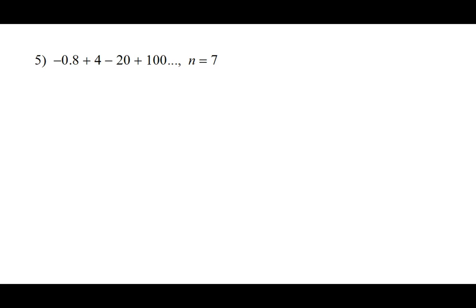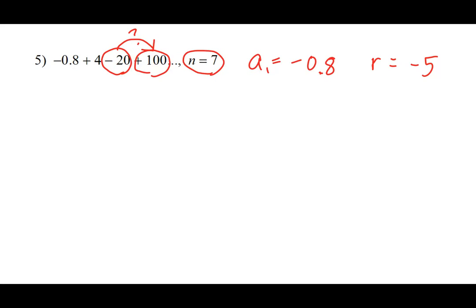Okay, and then number 5. N equals 7. That's given in the question. So you also need a sub 1. First term is negative 0.8. And then you need the r, so you could choose any two numbers to see what times what gives you the next number. So I chose negative 20 times what gives you 100. Don't forget the negative sign. So the r is equal to negative 5. Negative 20 times negative 5 gives you 100. So if the sign changes, make sure the r contains a negative sign.